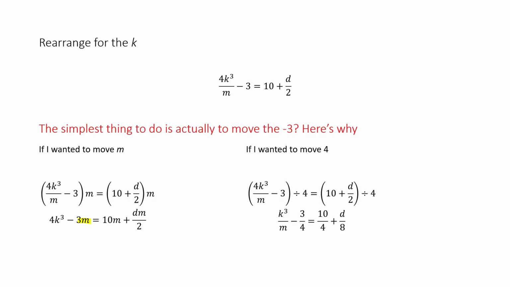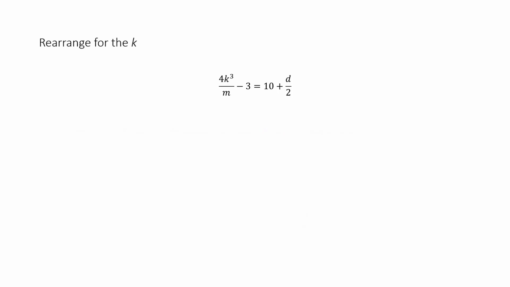This is similar to 4. If I want to move the 4, I would divide by 4. But if I do that, I have to do that to every part of the equation on both sides. So you can see you're still left with a minus 3 over 4. So that is why the minus 3 is the first thing we should move.